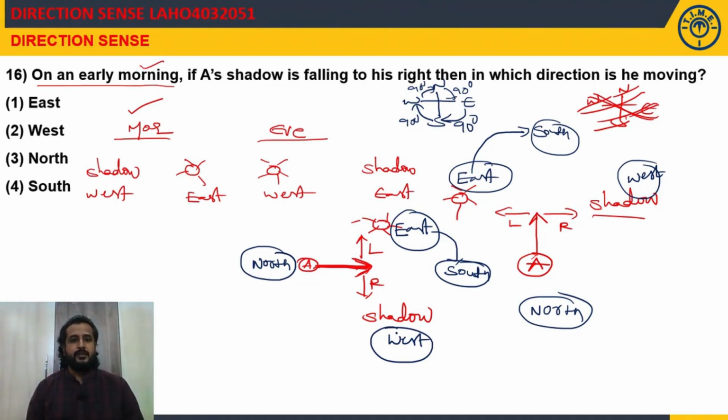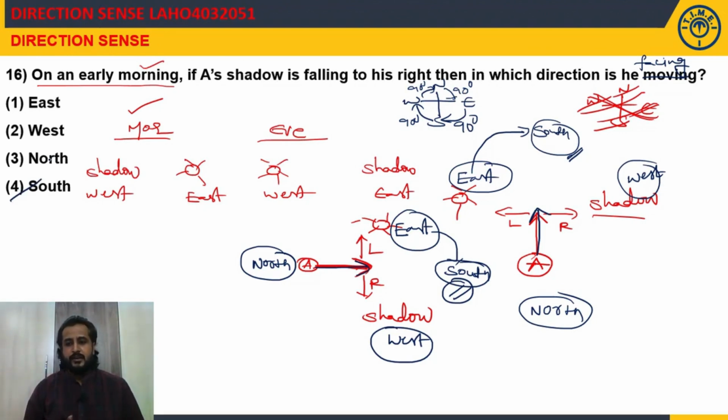What is given? If a shadow is falling to his right, then in which direction is he moving? That is wrong, he is not moving; make a correction, he is facing. So in which direction is A facing? A is facing towards south. If you take any case, your answer will be south only.